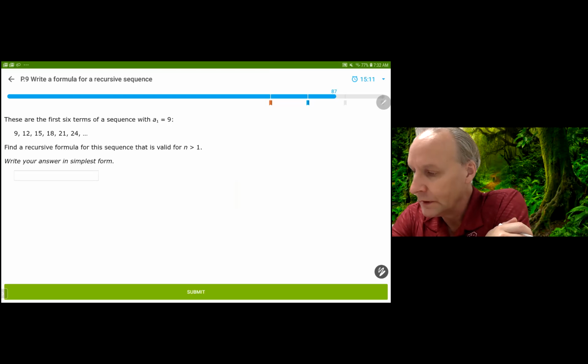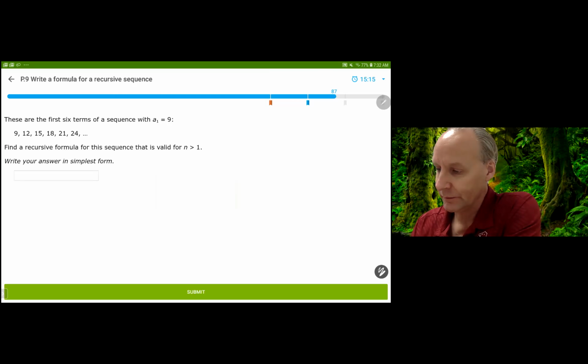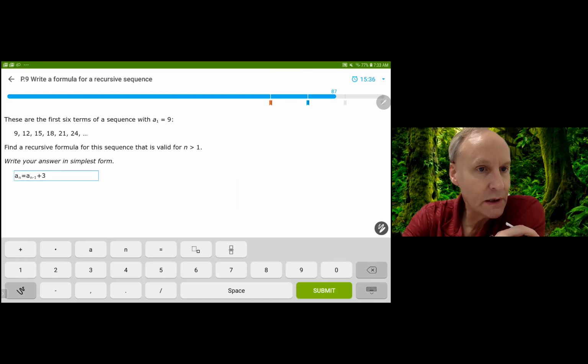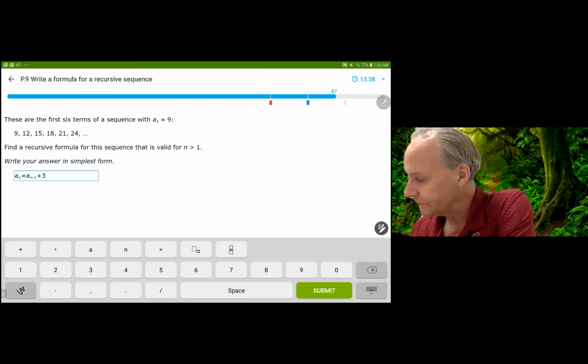Now this one, 9, 12, 15, looks like I'm adding 3. A bit too easy, huh? Plus 3, plus 3, plus 3. So let's just add the 3. A sub n equals a sub n minus 1 plus 3. Looks like I'm adding 3 every time, and sure enough, it looks good.